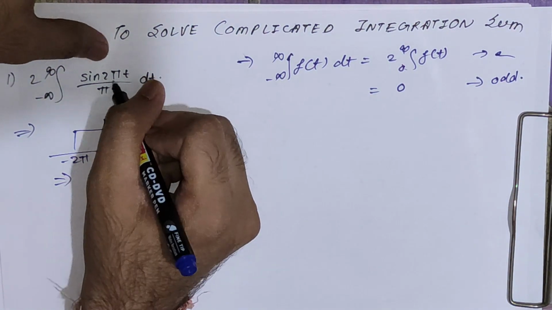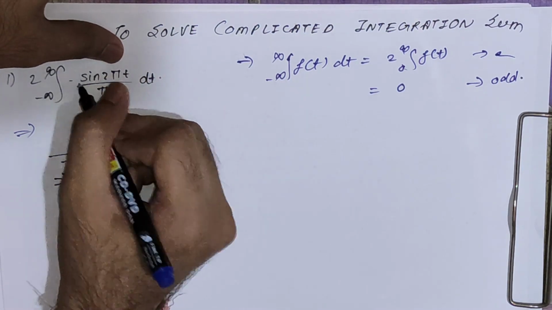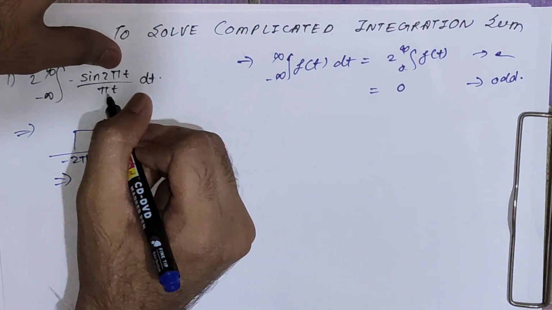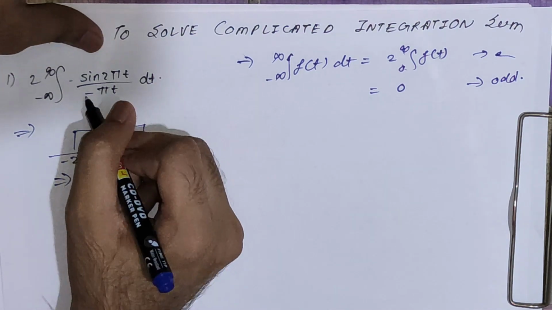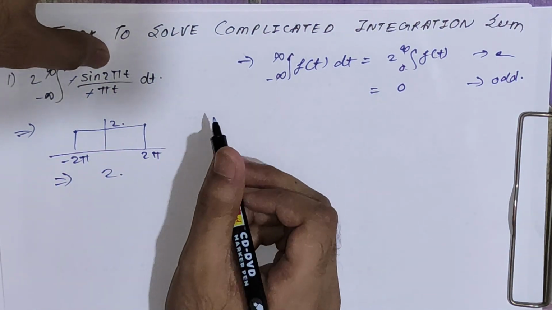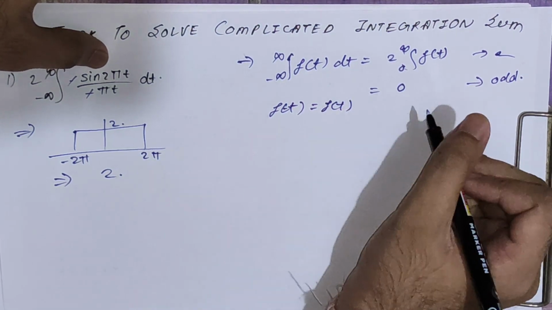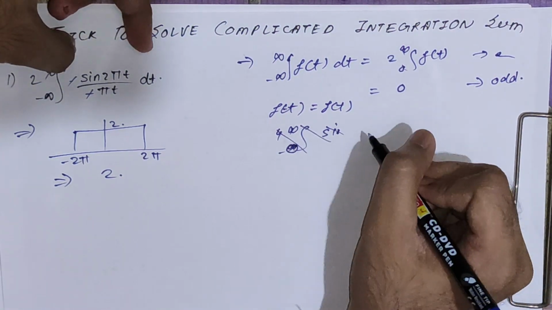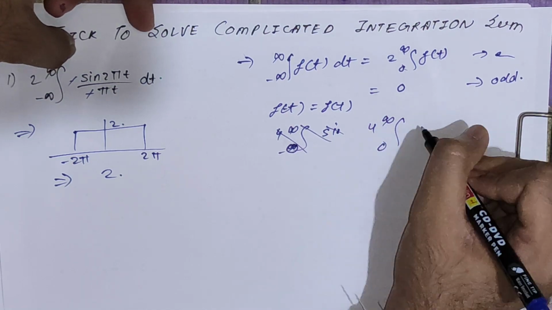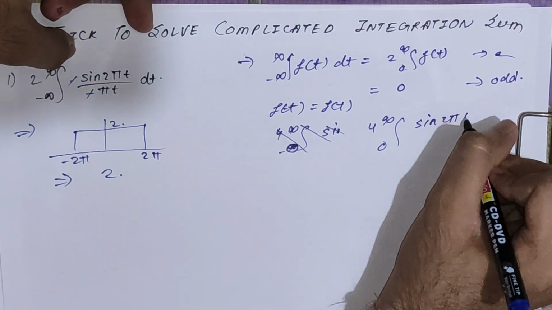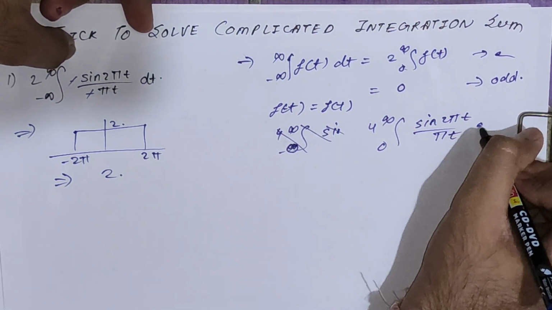Why? Because if you put minus t here you will get minus sine 2 pi t, and if you put minus t here you will get minus pi t, so minus minus will get cancelled and this will be exactly f of t, so you will get f of minus t equals f of t. So you can say this function is even. So you can write this function as 4 times the integral from 0 to infinity of sine of 2 pi t upon pi t dt.